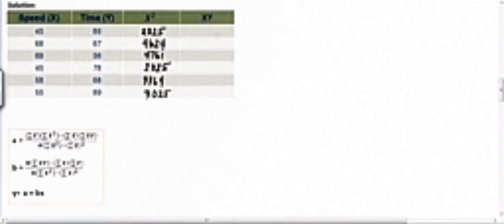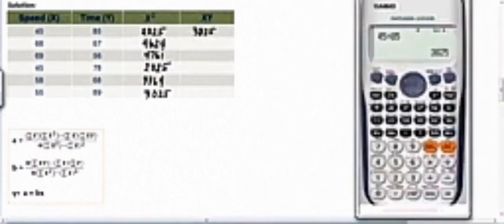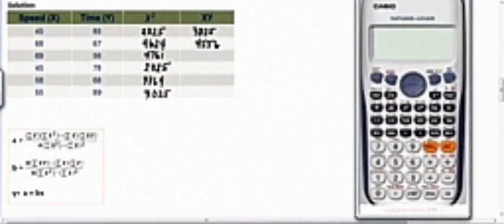So, syempre, alam nyo na yan. Ginawa na natin yun sa Pearson tsaka sa Spearman. I-multiply nyo lang yung X and Y variable. So, I will multiply 45 multiplied by 85. That would be our first value of XY, so 3,825. Next one would be 68 multiplied by 67. So, 4,556. Okay, next one would be 69 times 56.